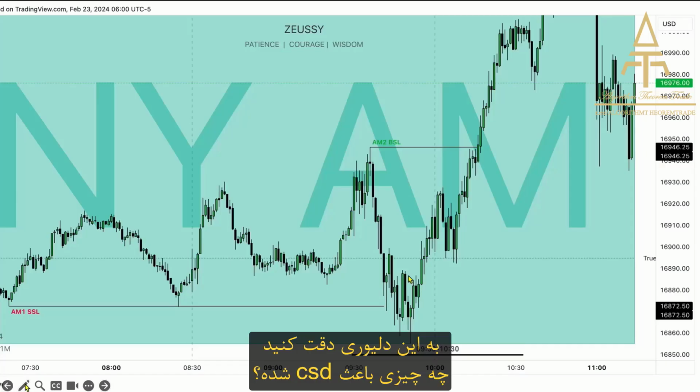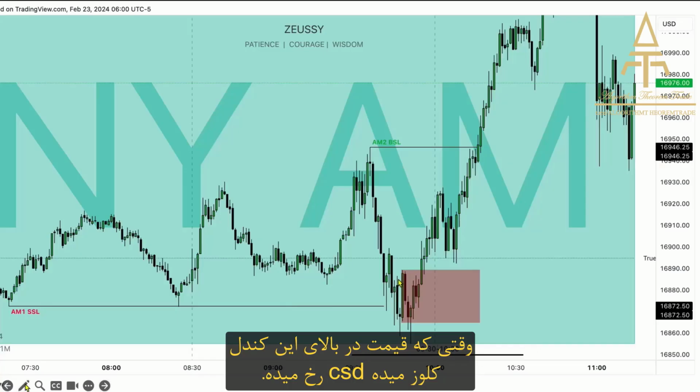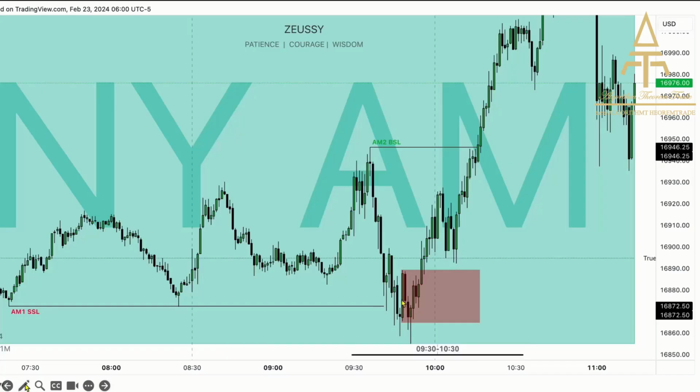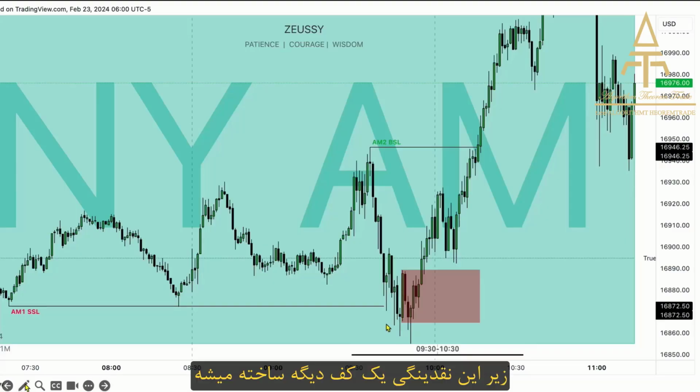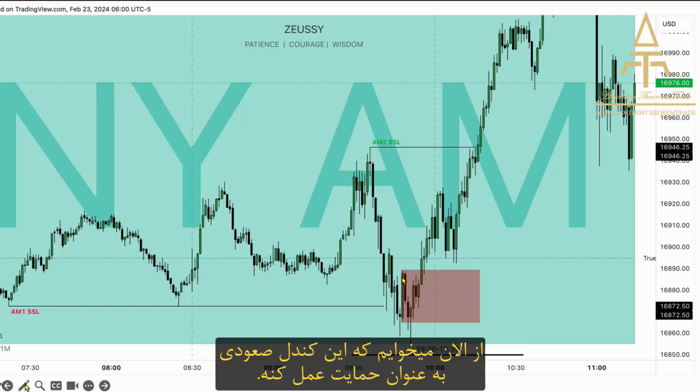What confirmed the change in state of delivery? The moment that price closed above this up-close candle or traded above it, the change in state of delivery was confirmed. Why? Because this is a bullish breaker. We see a low form below that AM1 sell-side liquidity, high, lower low, higher high. We now anticipate this up-close candle to act as support on price moving forward.